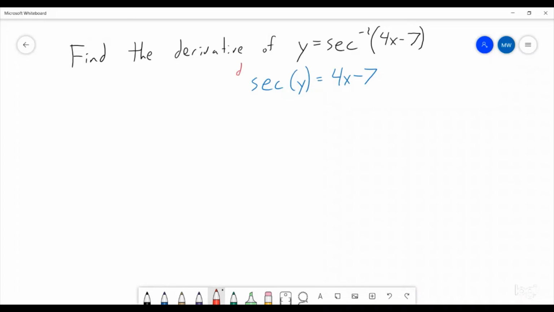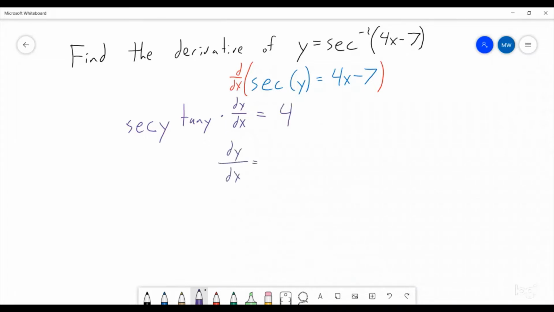So when we take the derivative of all of that, what we're going to be left with is the derivative of secant. That's secant tangent, so we get secant y tangent y multiplied by the derivative of the inside. So that's a dy/dx, and that's going to be equal to the derivative of 4x minus 7, that's 4. So we get that dy/dx is equal to 4 divided by secant of y tangent of y.